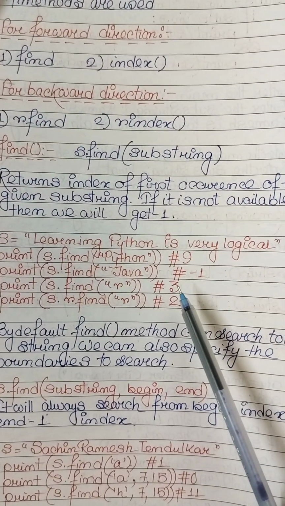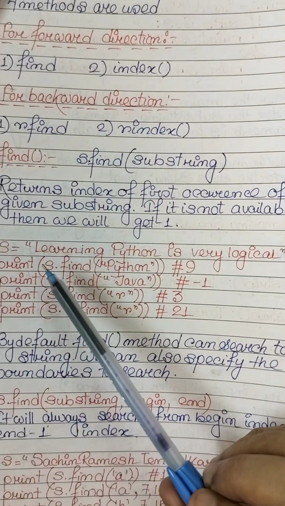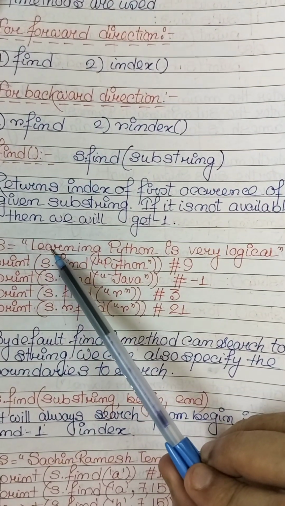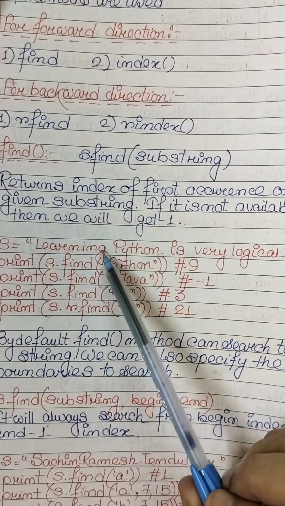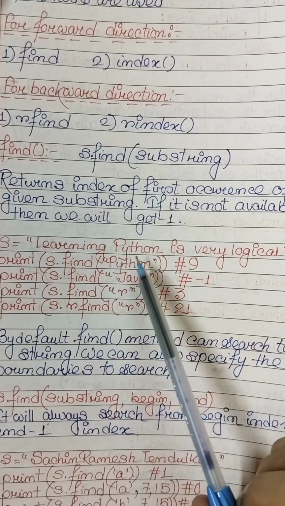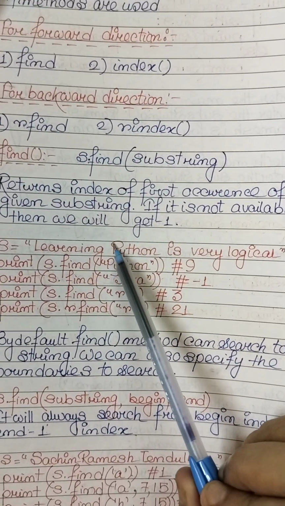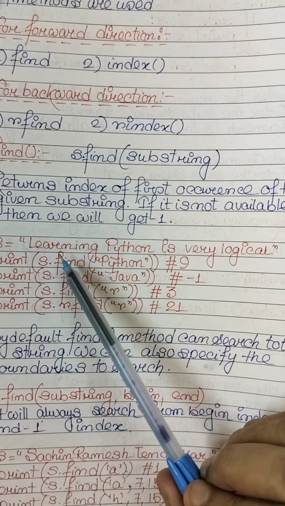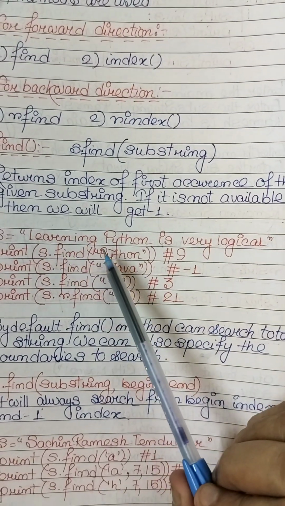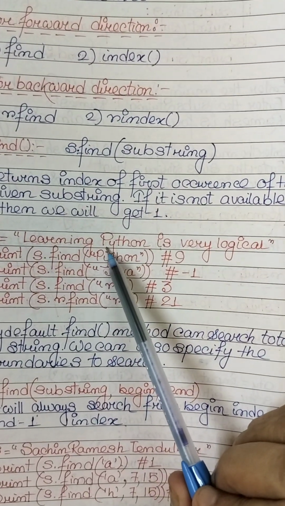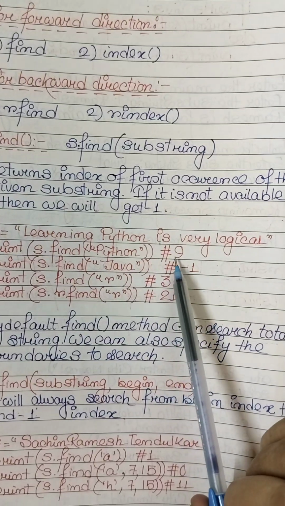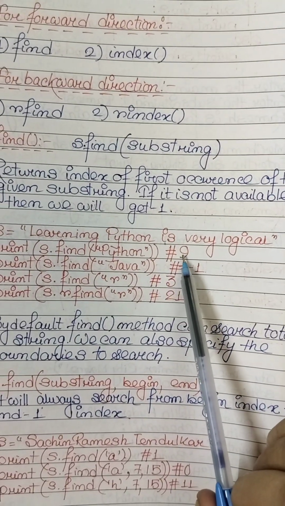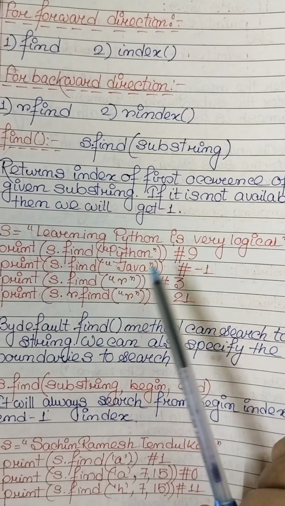How will you find the answer? Okay, I will show you. 0, 1, 2, 3, 4, 5, 6, 7, 8, 9. So the Python substring inside "Learning Python is very logical" is starting from the 9th position. So the answer will be 9.